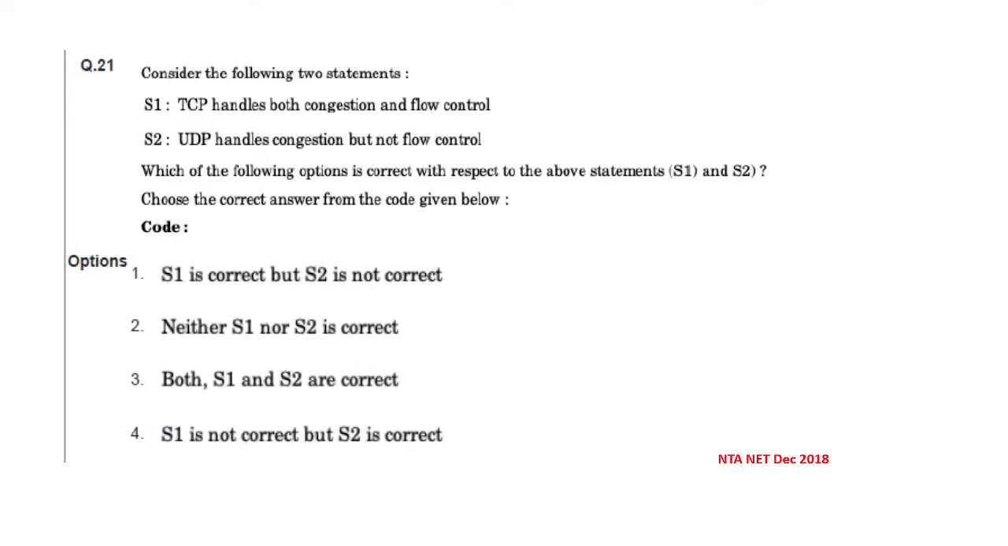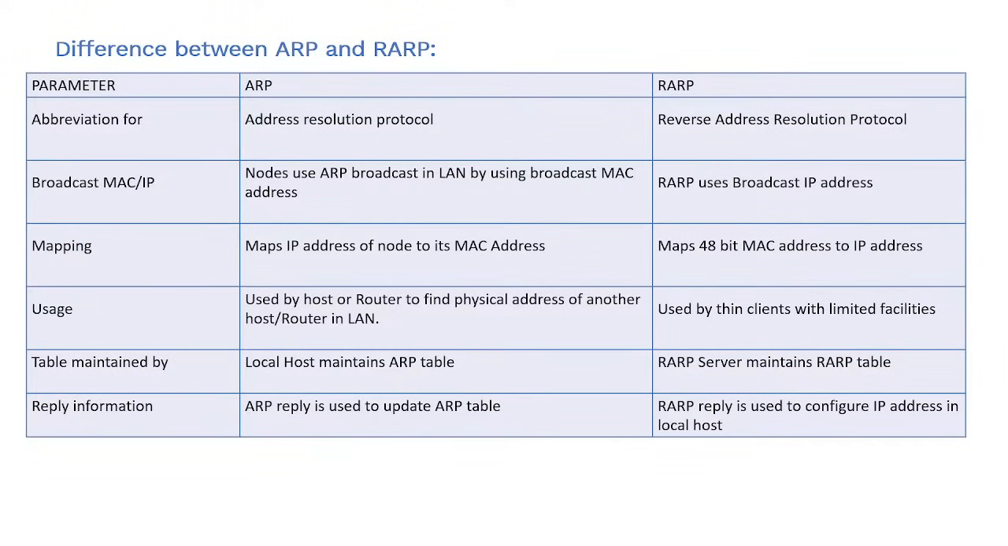What will be the answer? Yes, answers are coming. Option 1 is the correct answer, because TCP handles connection, congestion and flow control. That is correct. The option saying UDP handles congestion but not flow control is wrong. UDP is not handling anything. Congestion also not, flow control also not.